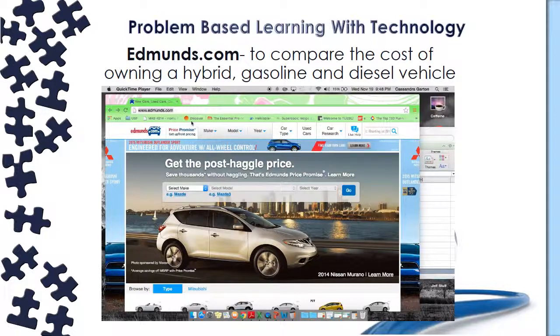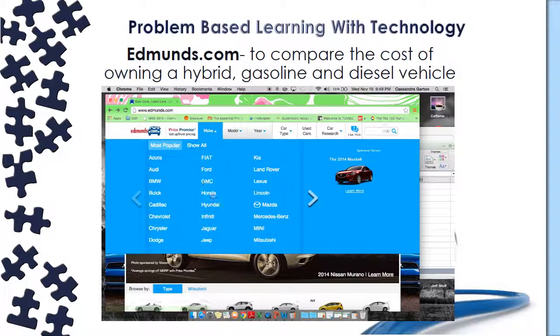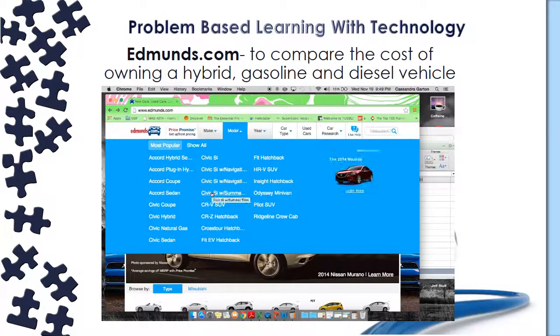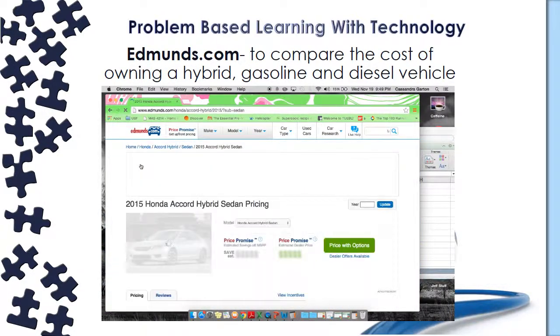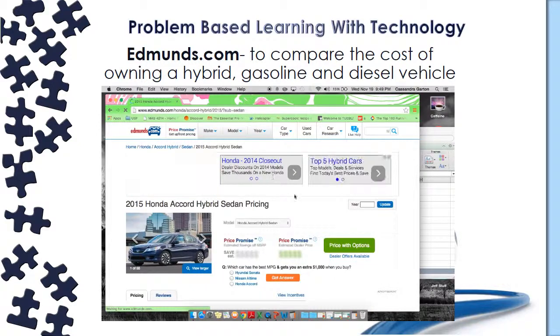So to start out with, on Edmunds.com, I'm going to go to the Make section and find my vehicles. My first vehicle I'm going to choose is going to be a Honda Accord hybrid, and students can really pick whatever vehicle that they want. They just need to make sure that they're similar vehicles and that they're also a 5-passenger vehicle, so that way it kind of puts them all into the same classification and we're comparing apples to apples.